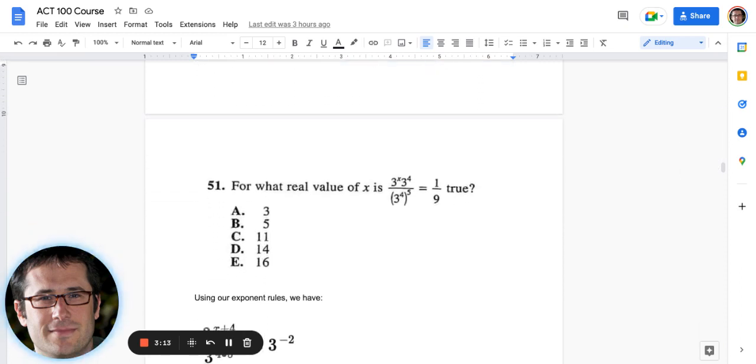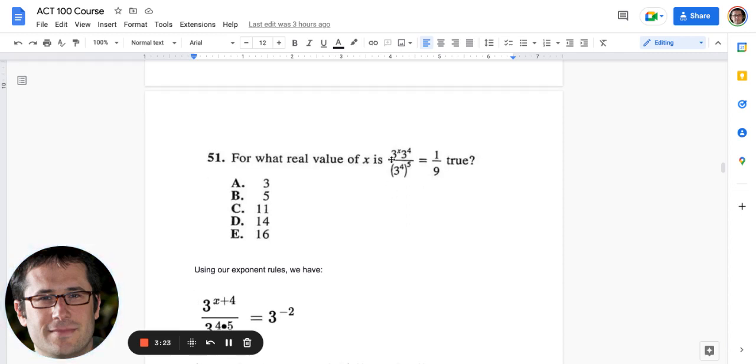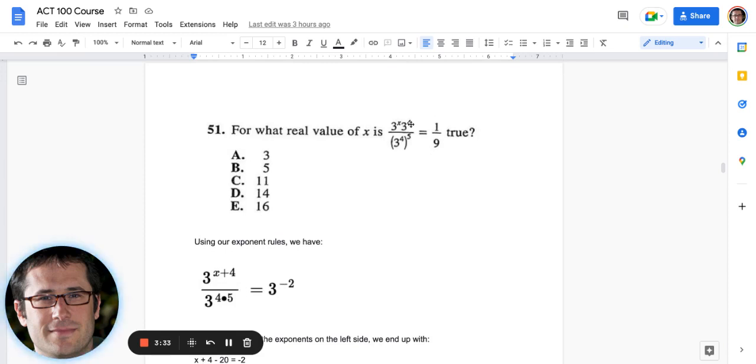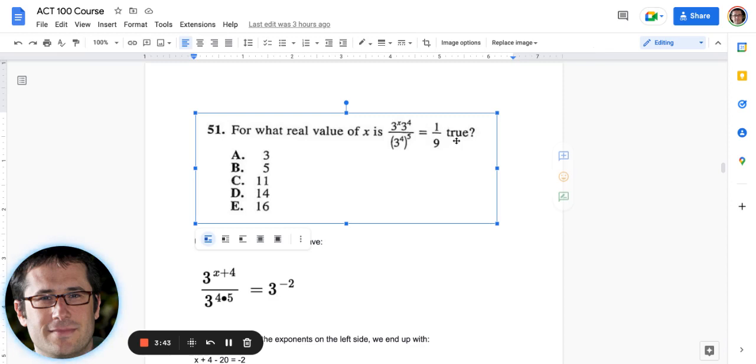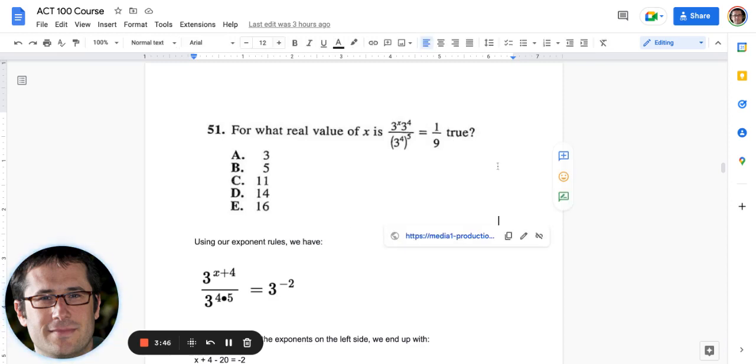So let's work through a hard problem. This is number 51. For what real value of x is this true? A lot of stuff going on here. To start, we have 3 to the x times 3 to the 4, which is down here, 3 to the x plus 4. Then we have 3 to the 4 to the 5th, which is 3 to the 4 times 5. That's just the rules. And 1 over 9 is 3 to the negative 2, because it's 1 over, and then 9 is 3 to the 2. So 1 over 3 to the 2 is the same thing as 3 to the negative 2.